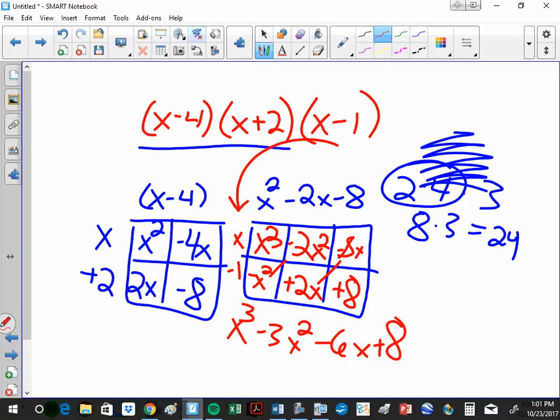Does that make sense? So if you have three binomials to multiply together, just deal with the first two, and when you're done with that, bring in the third one.